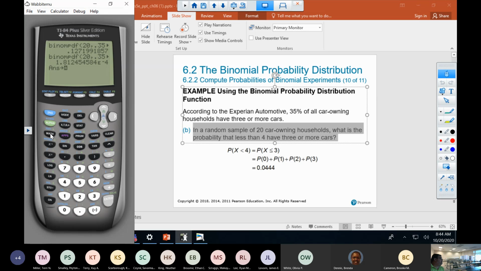And I think A is right here, but I can't see at a 30-degree angle. It's another reason I hate this room. I can't see the board. All right? And I stored that number in the spot for A.